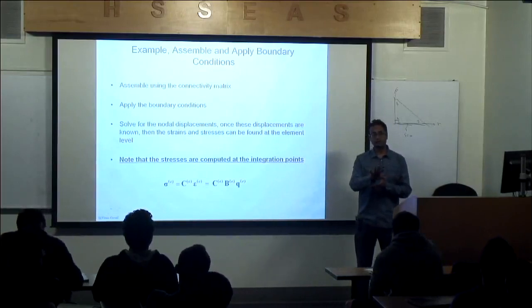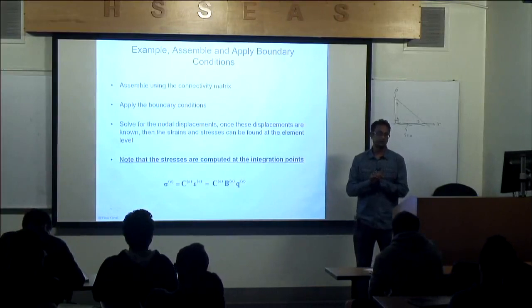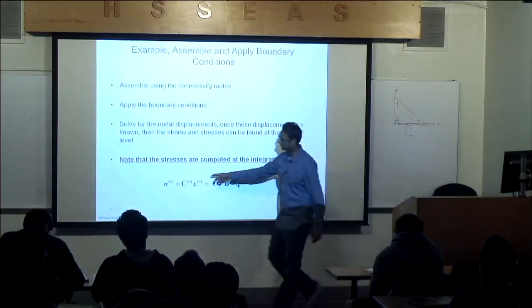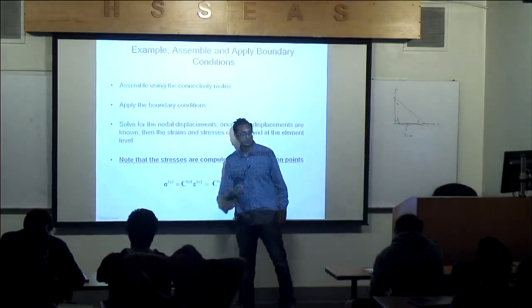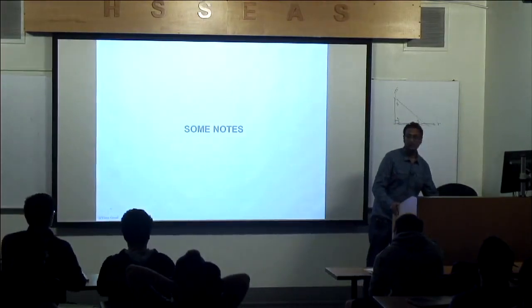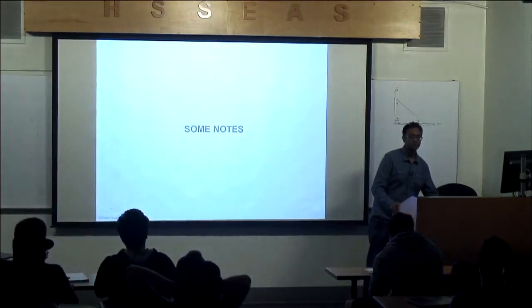I will not cover that here, but if you go to the mechanics of materials book, it will give you the formulas there for von Mises and max principal once you know the stress vector fully, okay? But you can come back at the end and I can show you the formulas, okay? Some notes, I'm not done yet, just give me a few more minutes.